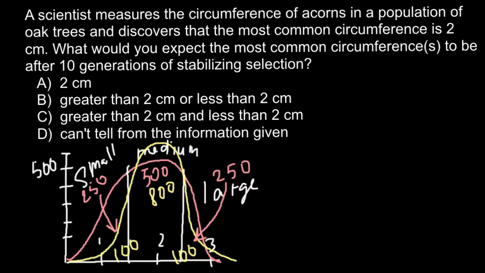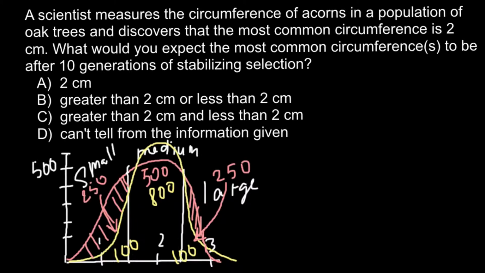This selection we call stabilizing selection, when these 2 groups would become less present, and the medium group would start to show an increase. So we would have acorns whose size would be about 2 centimeters, present in much larger quantities than these two extreme groups of very large and very small. So let's now choose the correct answer.